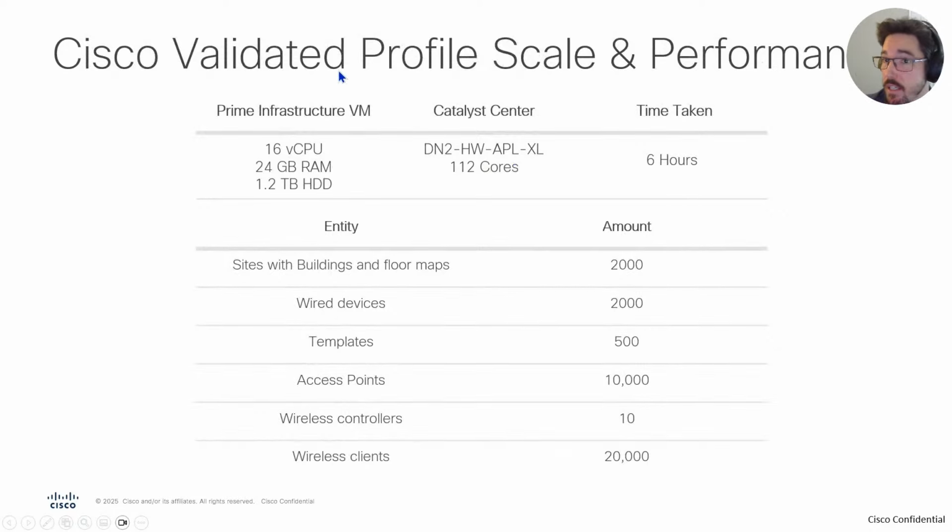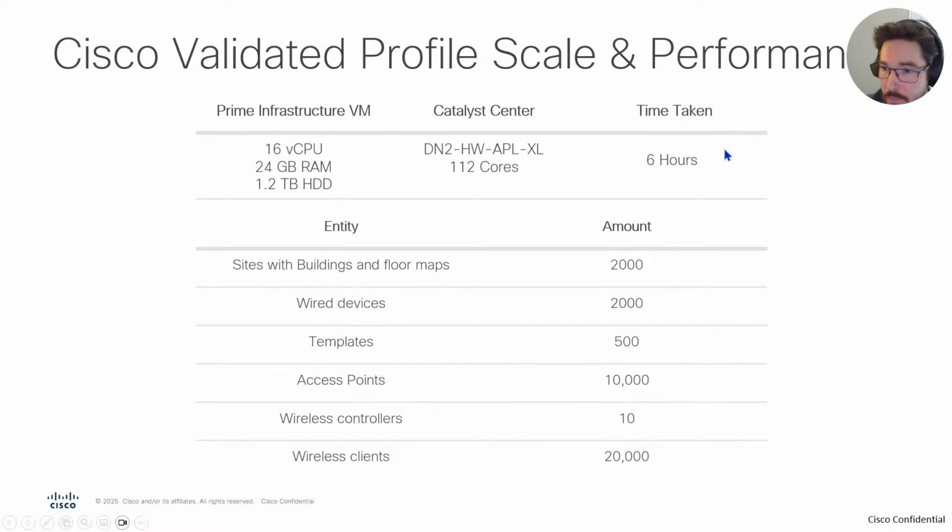And lastly, here is the Cisco validated profile scale and performance. This is to give you an idea of how long it might take. If I have a Catalyst Center appliance that's 112 cores, then I have a Prime Infrastructure VM that has this capability right here. And I am migrating 2,000 sites with floor maps, 2,000 wired devices, 500 templates, 10,000 access points, 10 wireless controllers and 20,000 clients. If I'm migrating all of this over, the expected time taken is 6 hours.